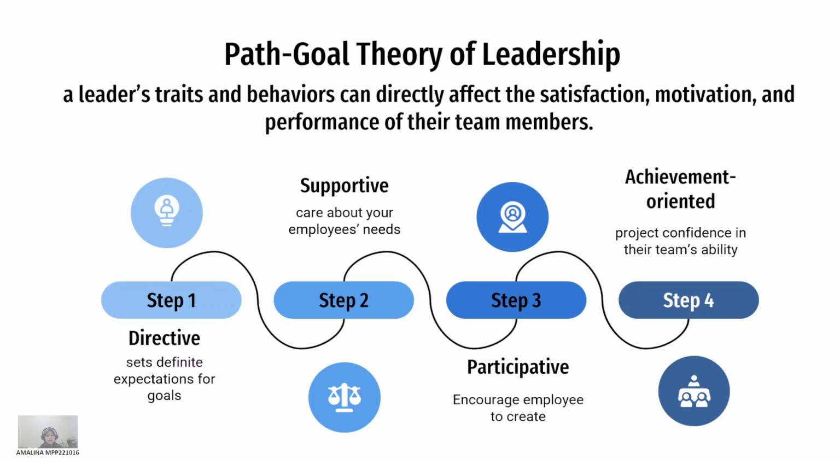First is directive. Directive means that leaders set definite expectations for goals. Number two is supportive. Supportive means that leaders should care about their employees' needs. Number three, participative. Participative means encourage employees to create. Number four is achievement-oriented. That means project confidence in their team's ability.